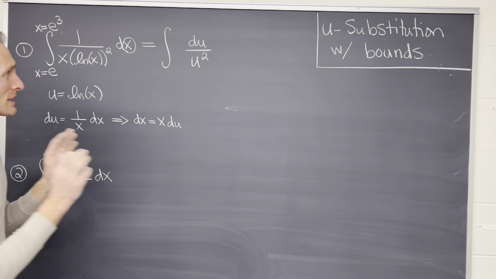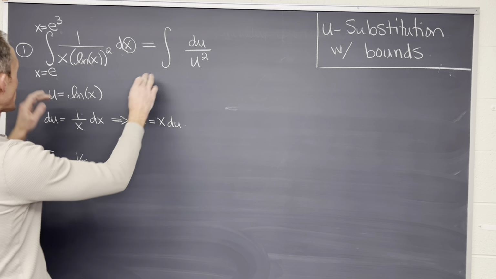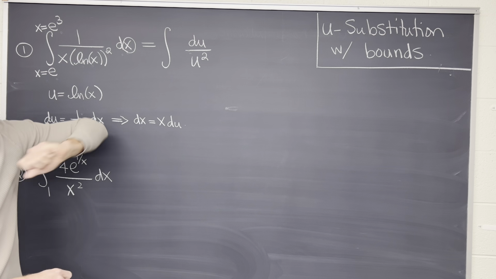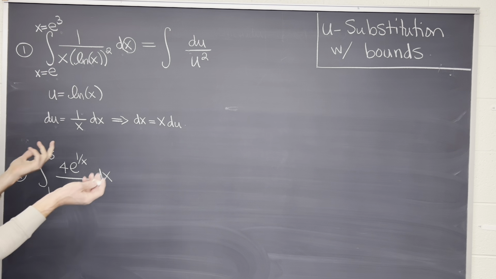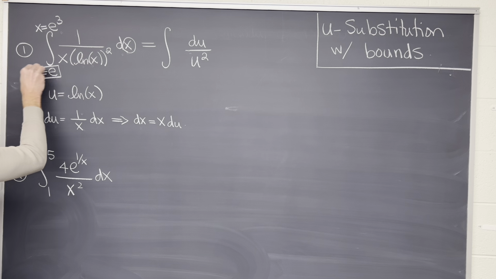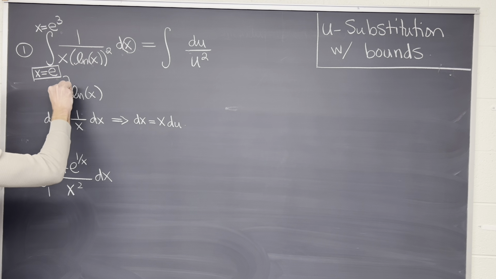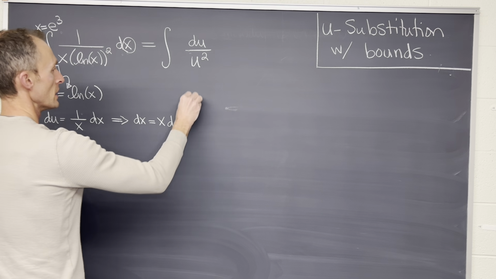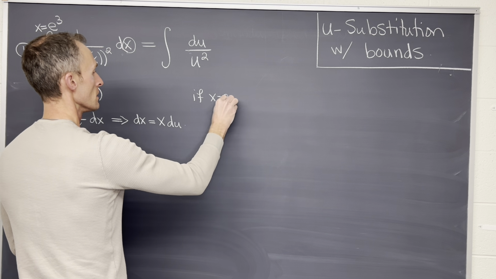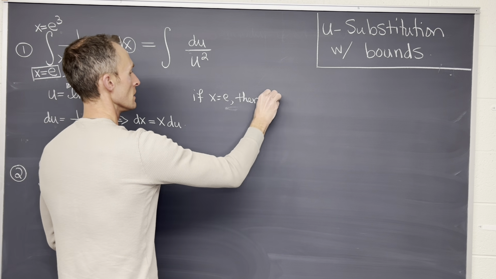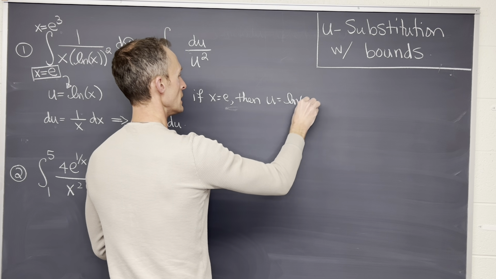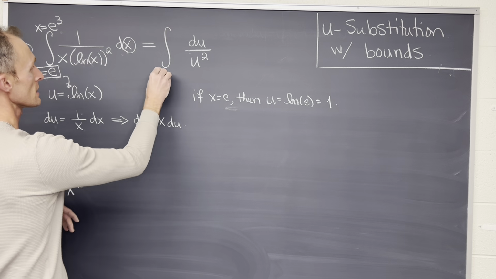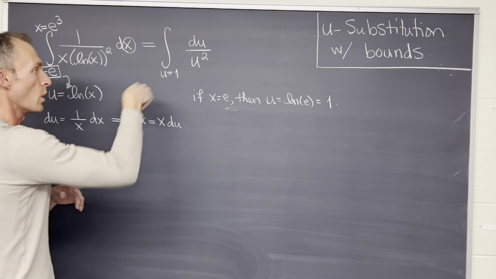But it does not make sense, and it is incorrect to just carry these bounds over and say this is e and that's e cubed, because these are now in terms of u. So how do you do that? Well, look, when x equals e, you use this formula right here to find out what u is. If x equals e, then u is the natural log of e, which is 1. So that's going to be what replaces this. This will be my u equals 1 down here.